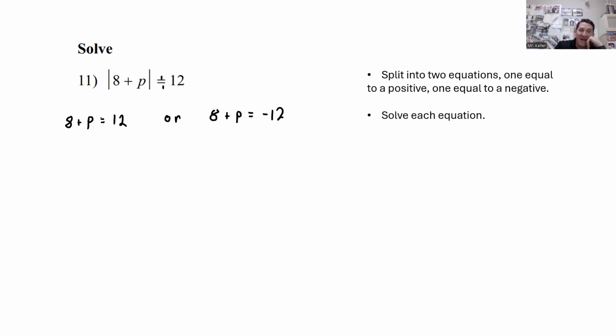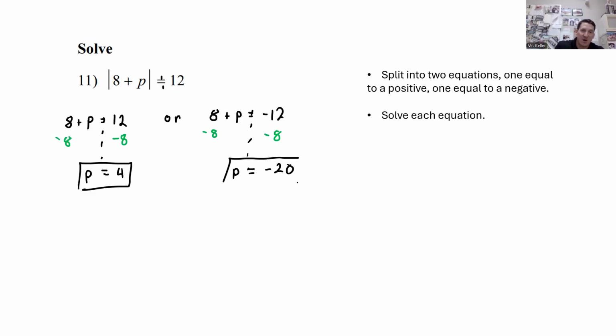So once you have that, now we have two equations that we need to solve. First, I'm going to subtract 8 from both sides. So here, p is equal to 12 minus 8, which is 4. Over here, I'm going to subtract 8 on this one. And be careful, negative 12 minus 8 becomes a negative 20.